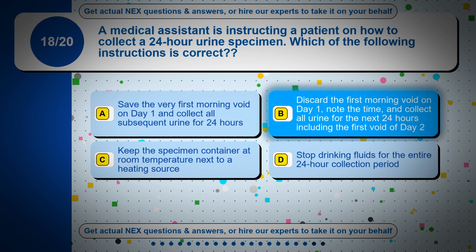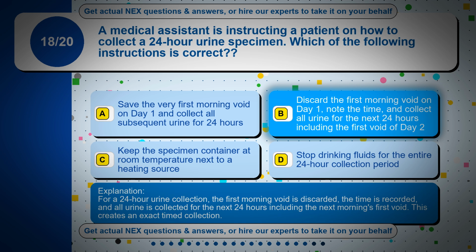Discard the first morning void on day 1, note the time, and collect all urine for the next 24 hours including the first void of day 2. For a 24-hour urine collection, the first morning void is discarded, the time is recorded, and all urine is collected for the next 24 hours including the next morning's first void. This creates an exact timed collection.